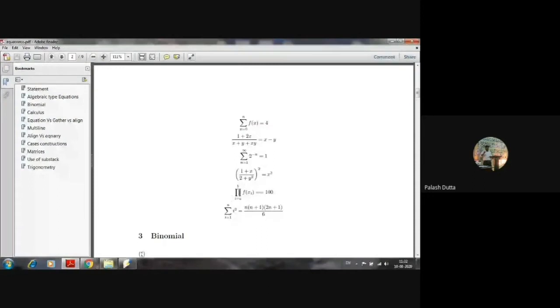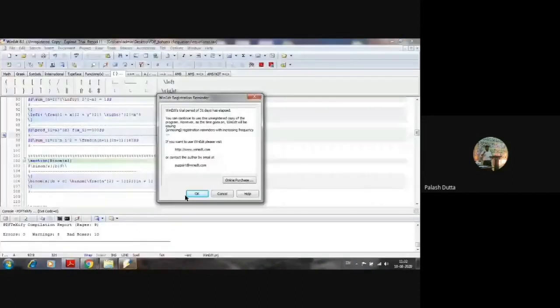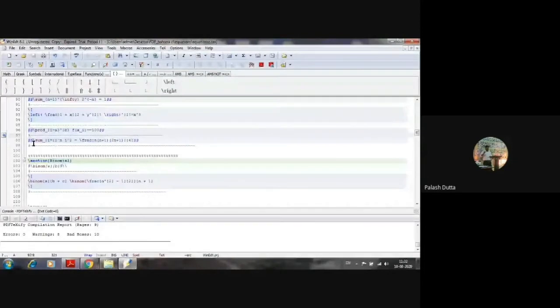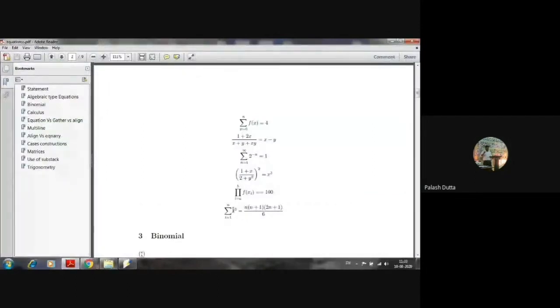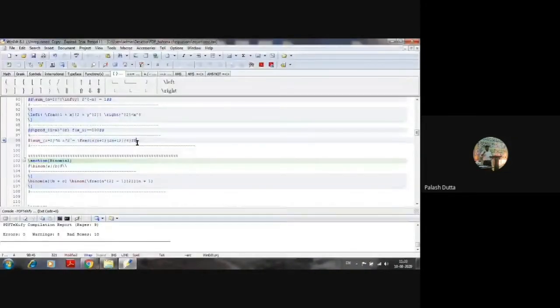Next, for this expression, our command will be what? See here, double dollar I'm using here for both sides. Then sum i goes from 1 to n, then i square, right? Equal to slash frac, the numerator is n into n plus 1 into 2n plus 1, and denominator is 6. So the expression is this much. One important thing we can observe here: if we use single dollar, then you can see the difference, right?